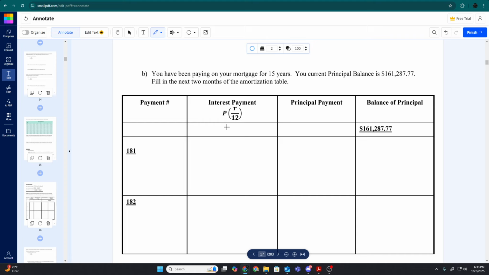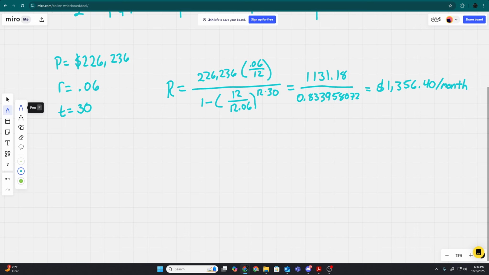We already know the payment, right? We just did that for part A. So we're going to figure out the interest. We're going to take that interest and use our payment from part A to fill out the next section. And then from there, we're going to figure out the balance of the principal. So if we go back, we have payment number.